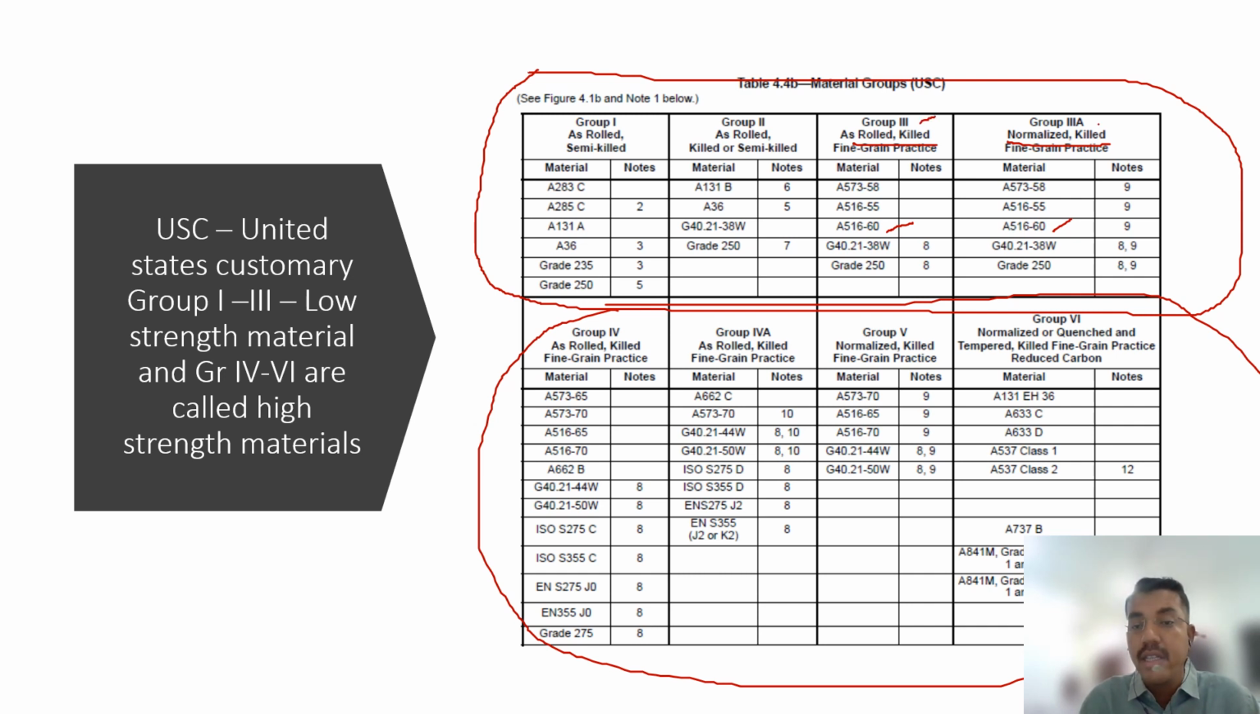Why? Because the question may mention API 516-60 as rolled steel, or API 516-60 normalized steel. If it is normalized steel, you have to select Group 3A, and based on this group, another chart will come. You have to select the readings based on Group 3A. If you select the wrong group, your values will be wrong. So check for as rolled and normalized. Be careful for that one.